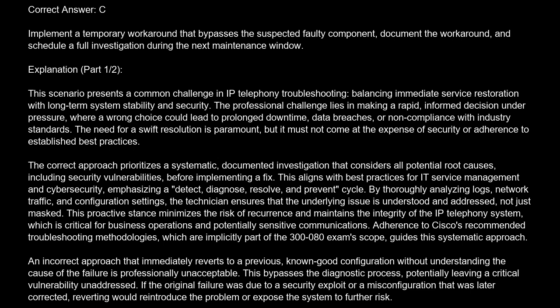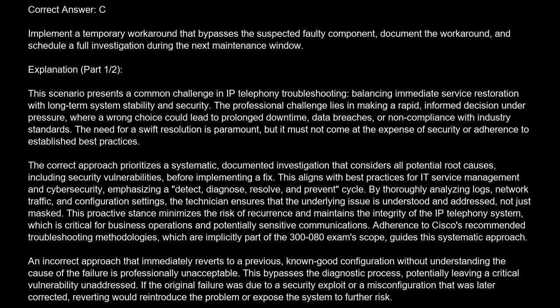The need for a swift resolution is paramount, but it must not come at the expense of security or adherence to established best practices. The correct approach prioritizes a systematic, documented investigation that considers all potential root causes, including security vulnerabilities, before implementing a fix. This aligns with best practices for IT service management and cybersecurity, emphasizing a detect, diagnose, resolve, and prevent cycle.